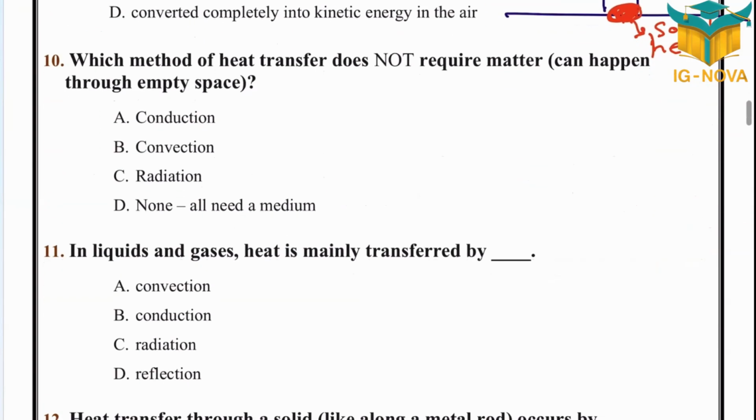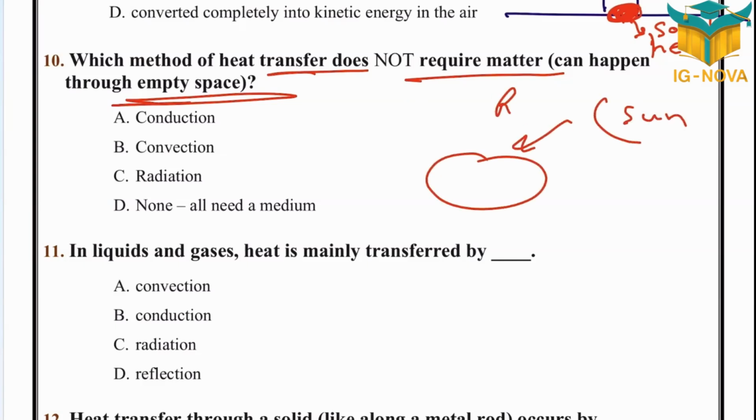Question 10. Which method of heat transfer doesn't require matter or can travel through space? Through space, like from the sun to the earth, it comes by rays, which are infrared rays, that come as radiation. Not conduction, not convection.